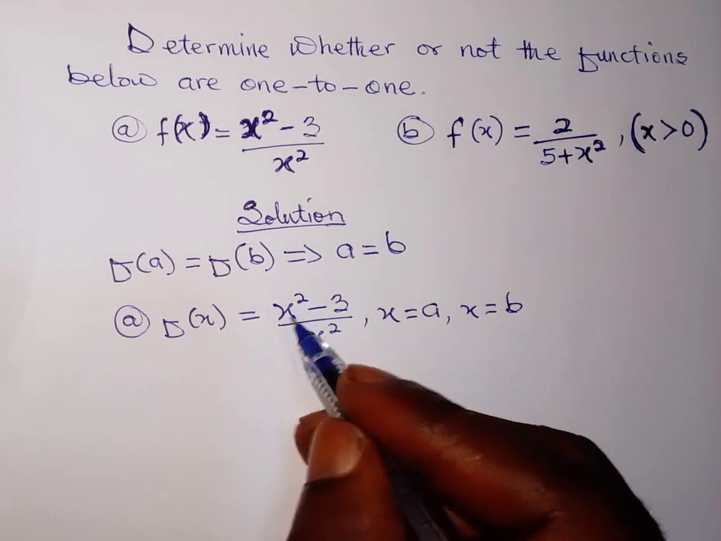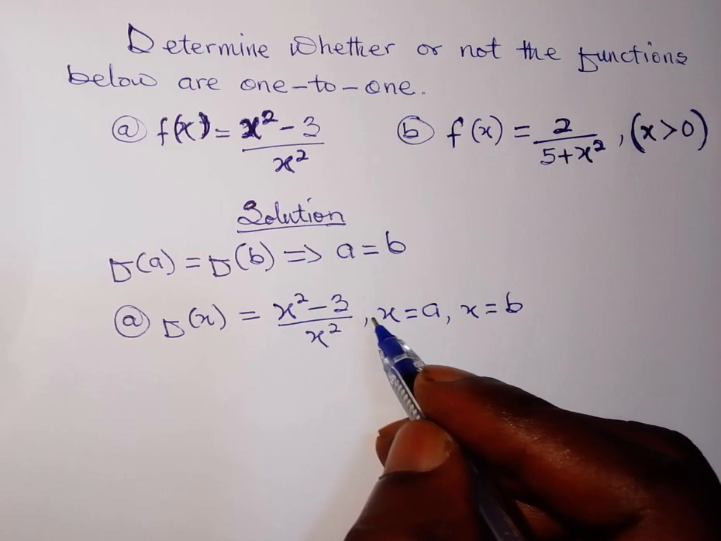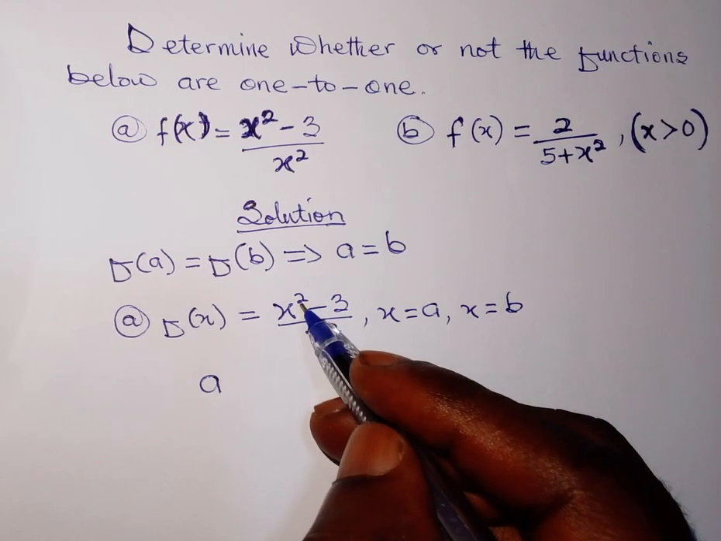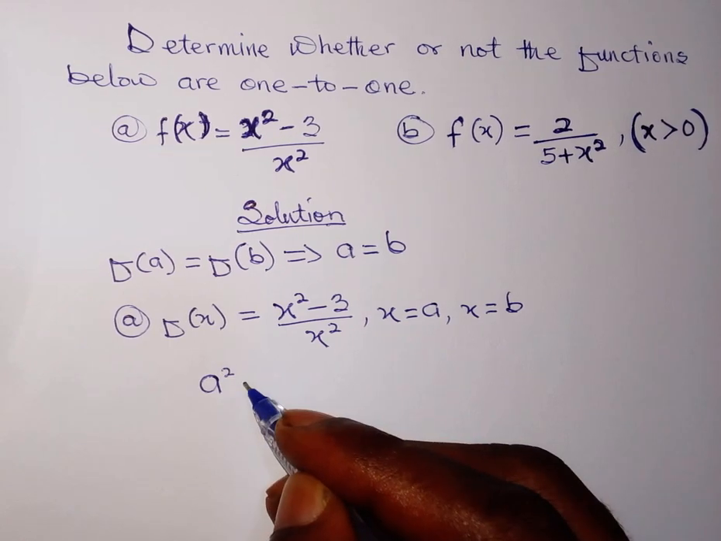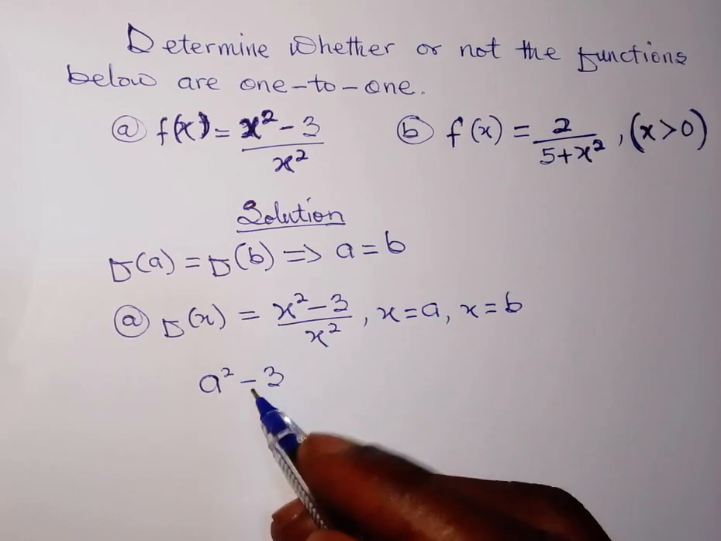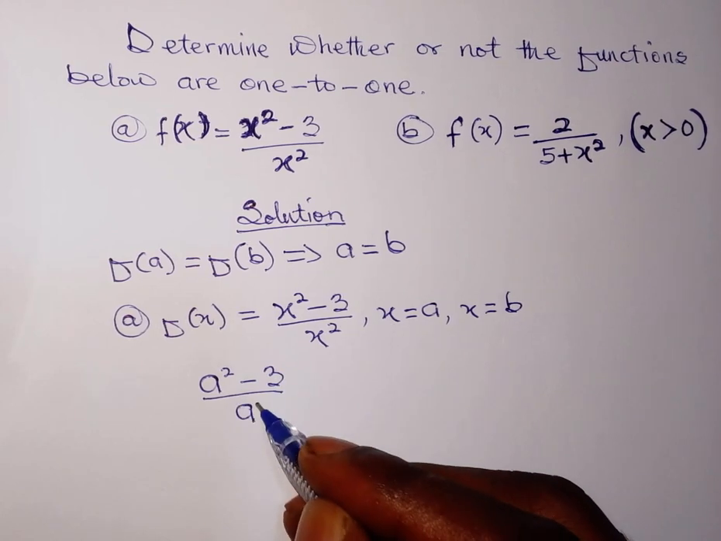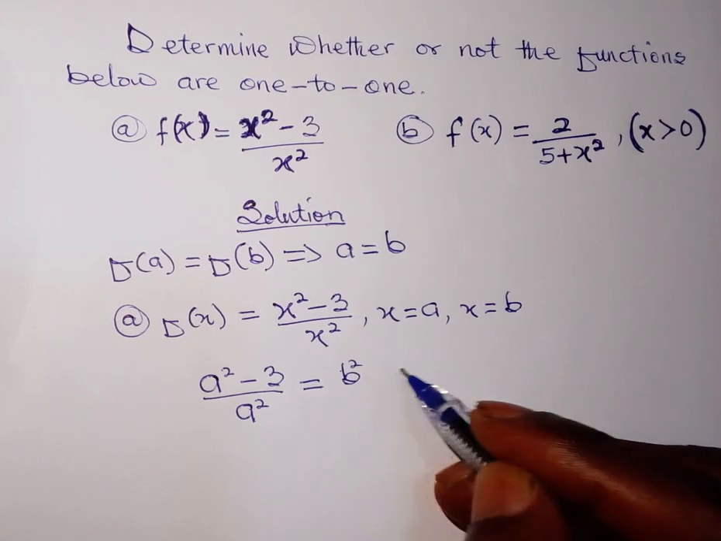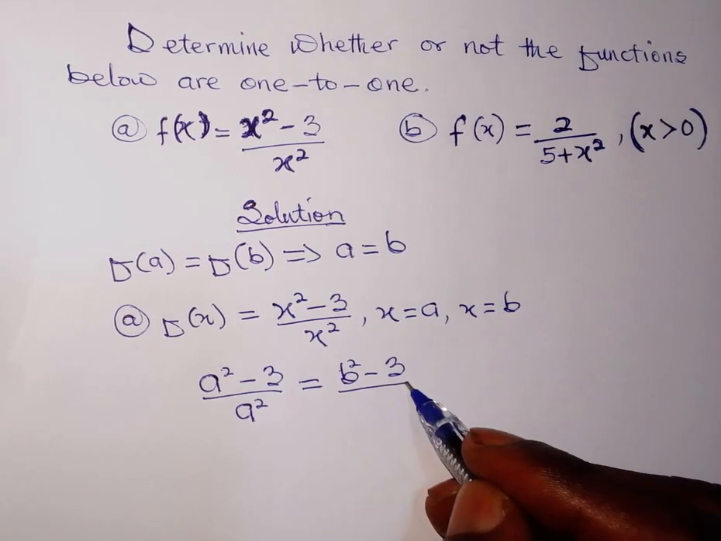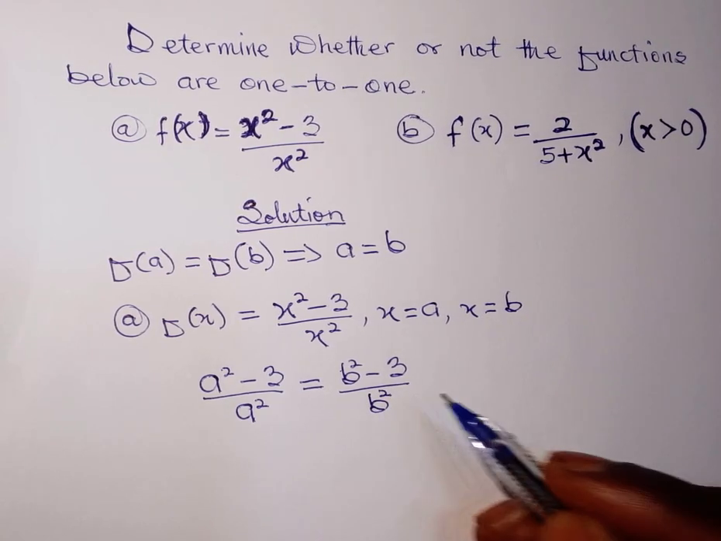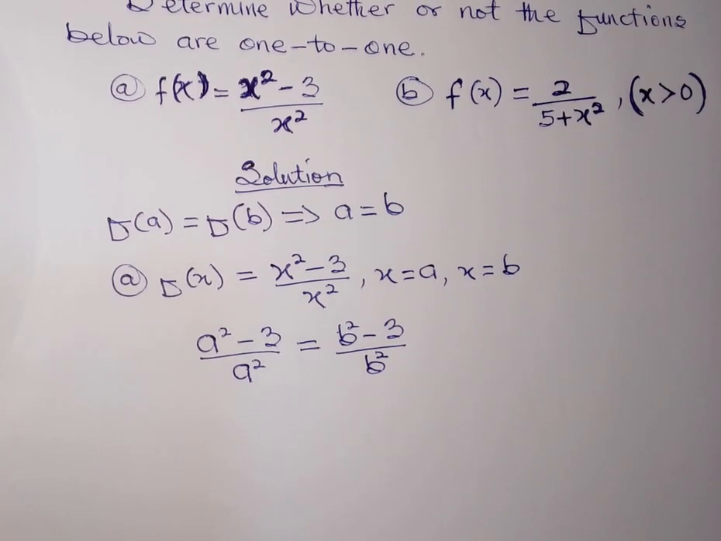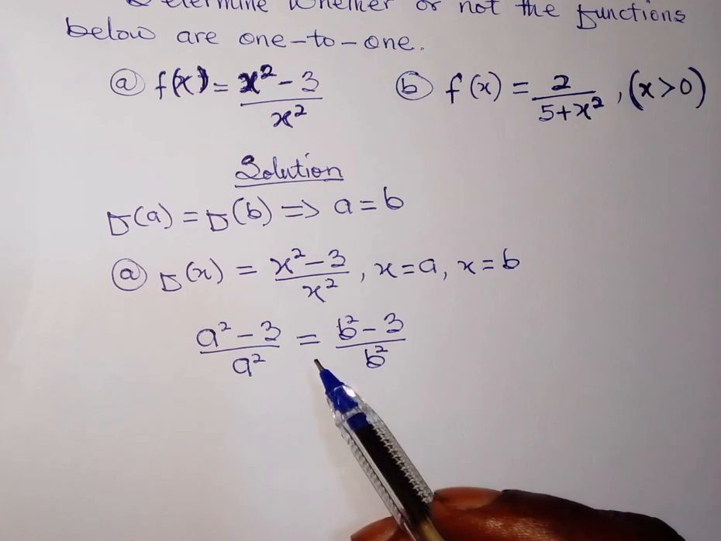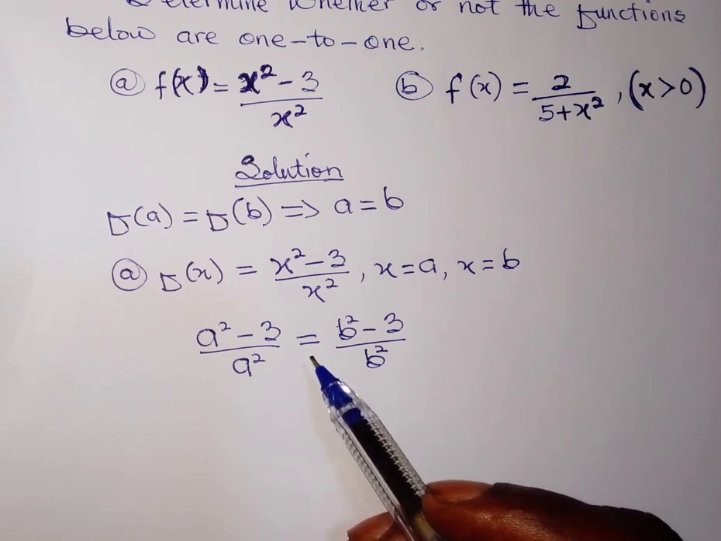In this case, I'll put a here, which should be equal to b here. So we are going to have a squared minus 3 all divided by a squared, which should be equal to b squared minus 3 divided by b squared. Now, when we have this, how do we go about it? These are equations involving fractions.